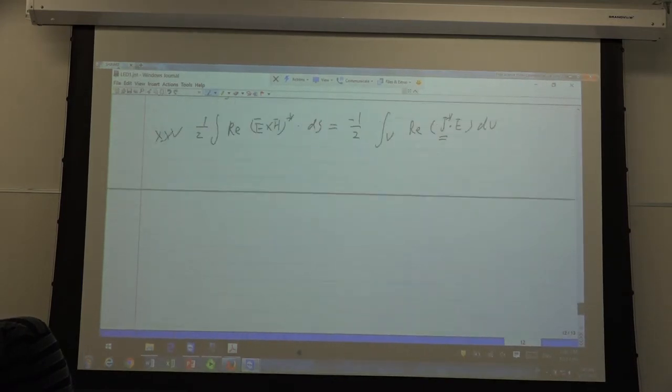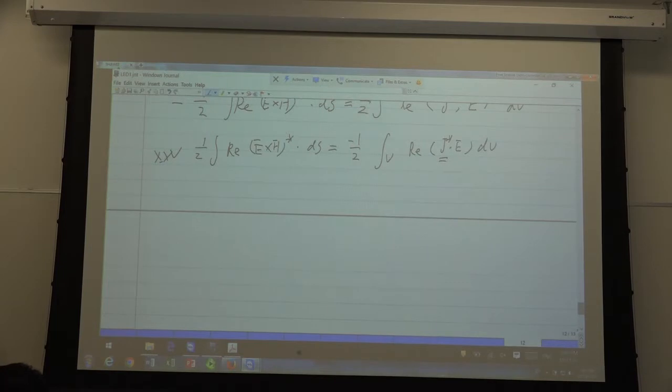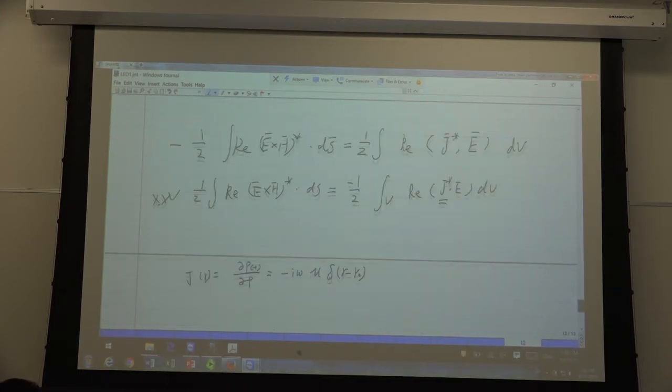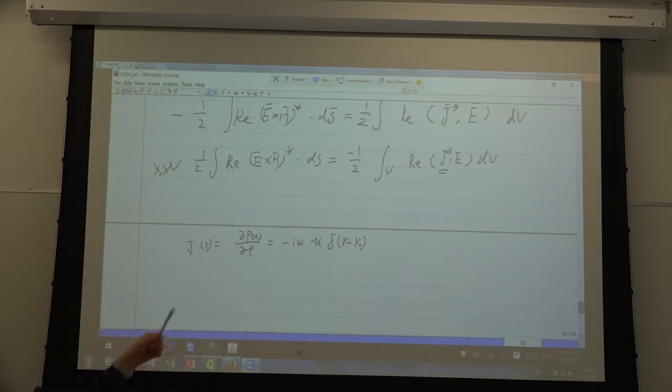So this is the first equation. See what happened. This is very interesting. J, everyone knows J equals partial P over partial t. P is the polarization. For this dipole, it's just I omega mu delta of R minus R0. R0 is just the location of this dipole. So J equals I omega mu delta, and how about E?